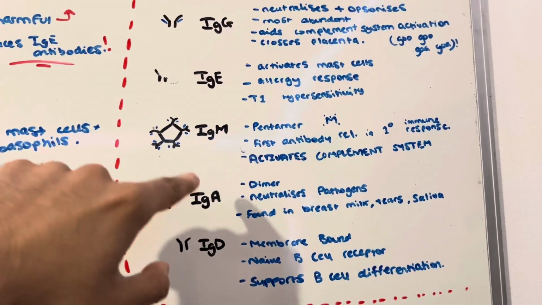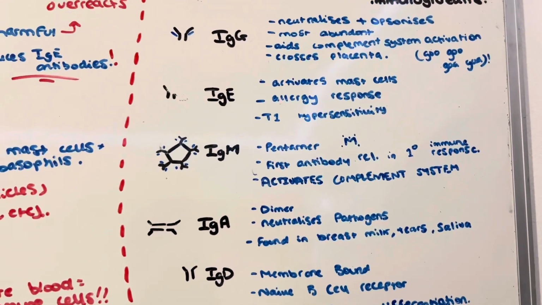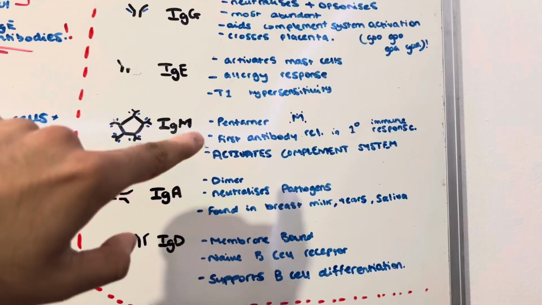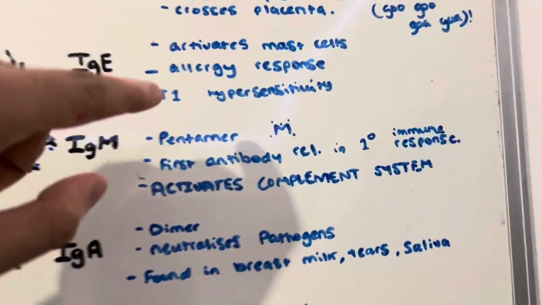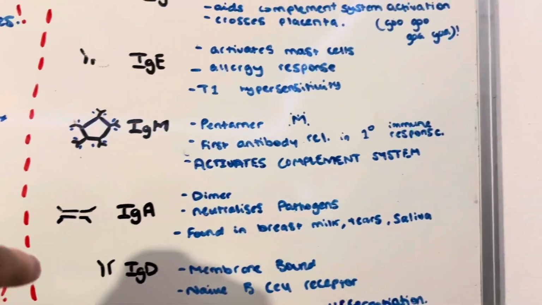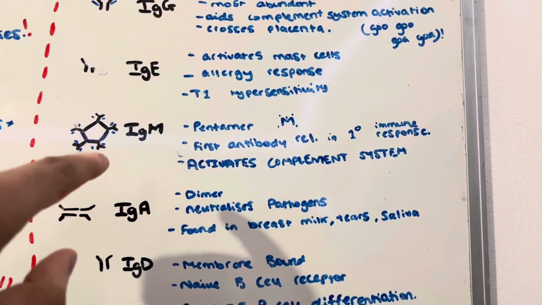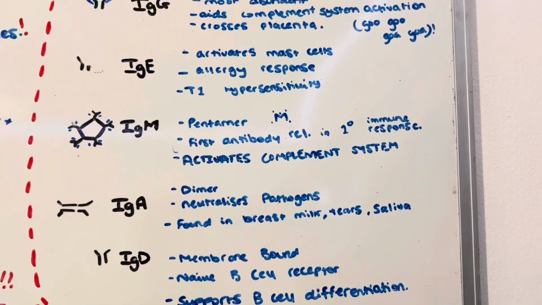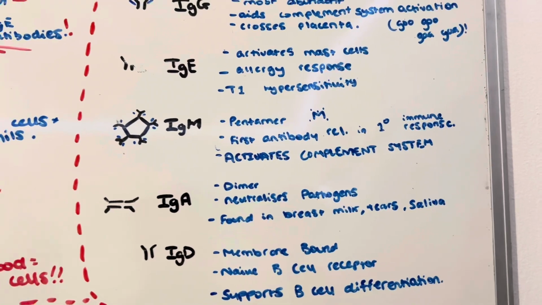Next, we've got IgM. IgM is a pentamer. Bear in mind, once again, these are all antibodies. So IgM is a pentamer. He said the way to memorize this, if you look at M, 1, 2, 3, 4, 5, pentamer. Then IgM is the first antibody released in the immune response, and IgM also activates our complement system.